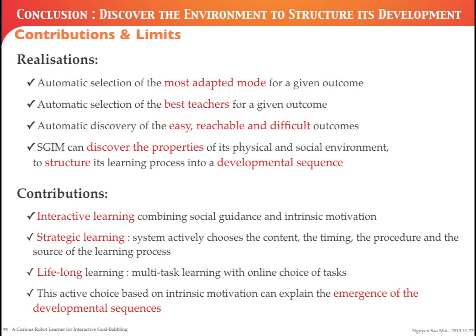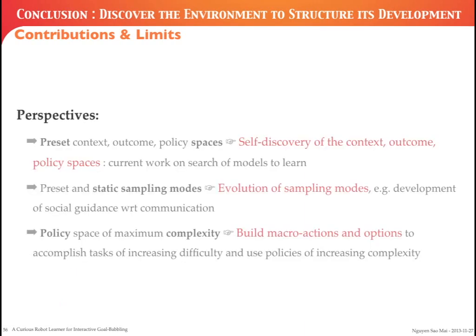So we contributed in terms of interactive learning by devising a first system that combines social guidance and intrinsic motivation. We also have the first instance of a strategic student learner, with a system that actively chooses, with the same principle, the content, the timing, the procedure, and the source of its learning process. We have advanced in lifelong learning by having a system for multitask learning with online choice of various things. And this active choice based on intrinsic motivation can explain the emergence of developmental sequences.